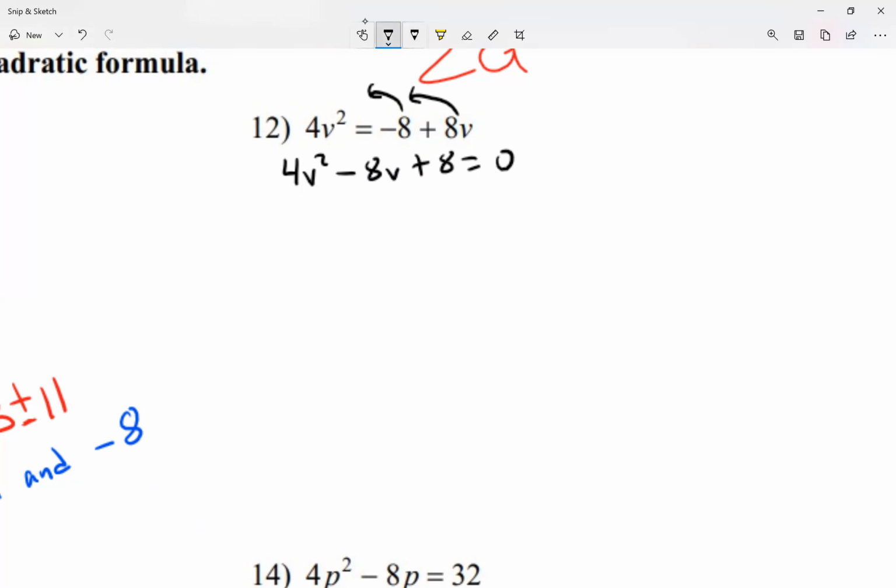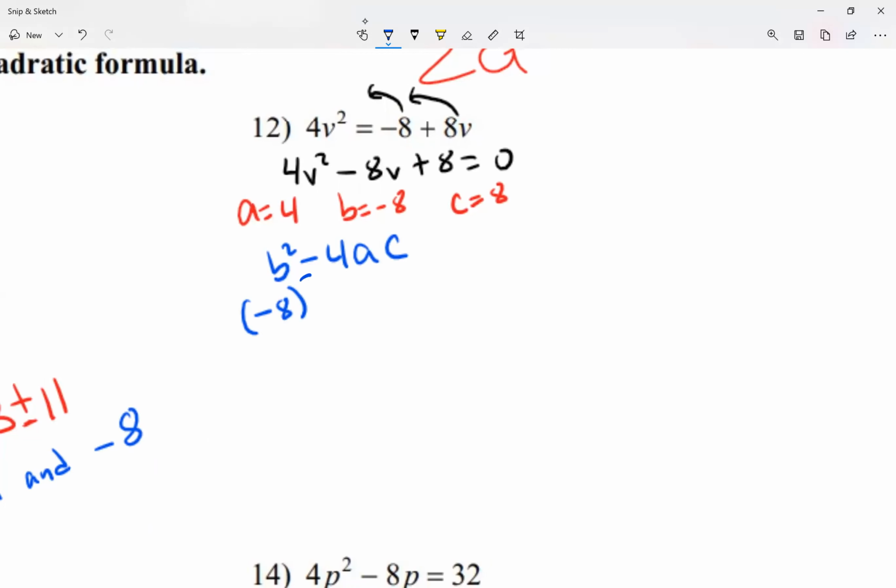Okay, so based on this, my A is 4, my B is negative 8, and my C is positive 8. Let me find my discriminant. Remember, b squared minus 4 times a times c. So I'm going to go negative 8 all squared minus 4 times 4 times 8. Negative 8 all squared, that's 64, right? Negative 8 times negative 8 is 64.